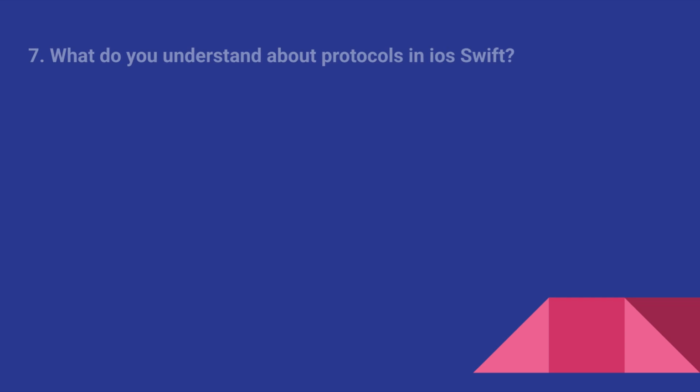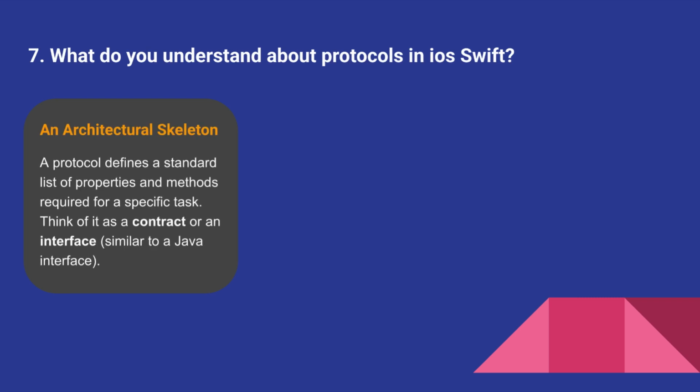Let's move on to question number 7. What do you understand about protocols in iOS Swift? To put it simply, a protocol acts as an architectural skeleton. It defines a standard list of properties and methods required for a specific task. If you come from a background like Java, you can think of it exactly like an interface or a formal contract that ensures different parts of your code speak the same language.